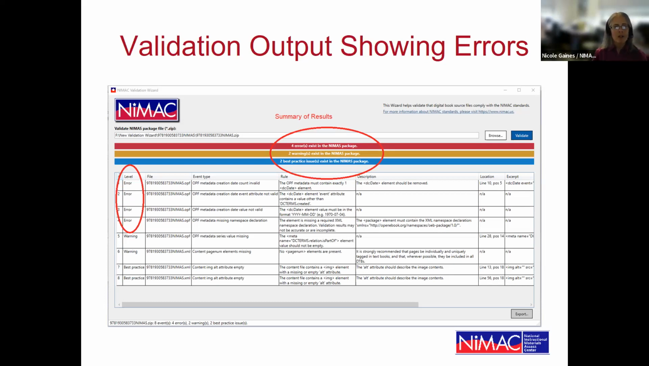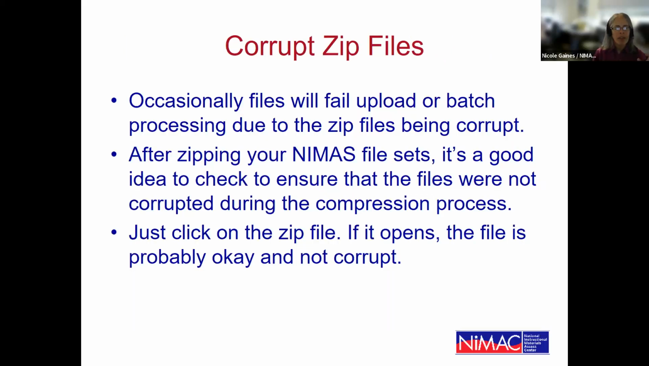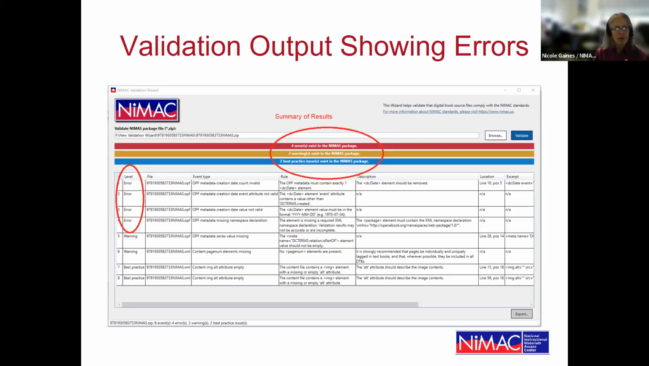You'll also notice that going across the screen, there are columns that identify which file the issue is seen in and what kind of error is present there. Usually you'll also see the location in the file and descriptive information regarding what the problem is. So it would be our hope that when you see this output, you will have all of the information that you need in order to resolve the issue.